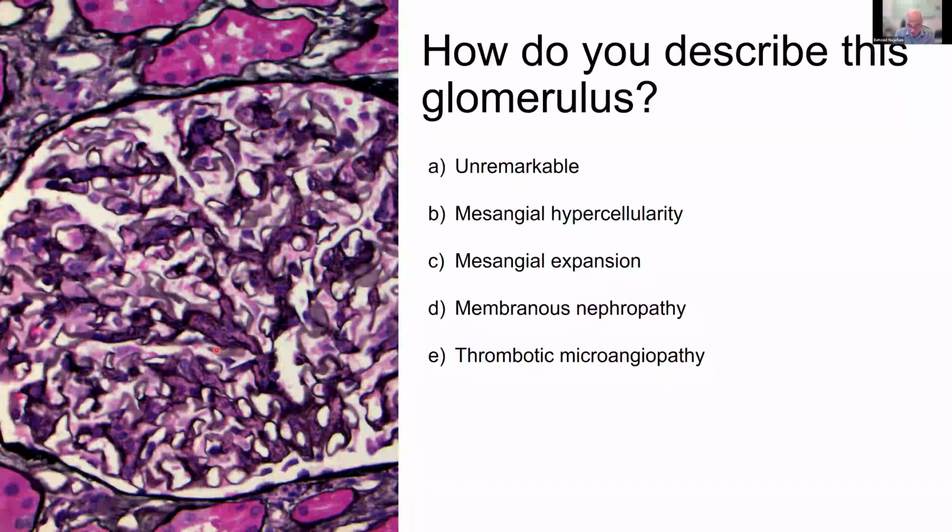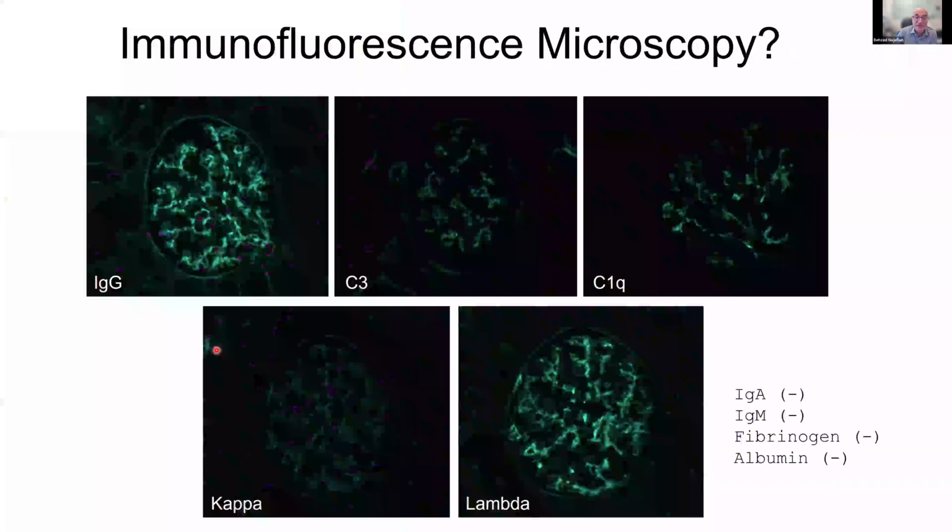Okay, so far, a little bit of mesangial expansion, focal mesangial hypercellularity, glomerular basal membranes look fine. And this is that area with mesangial expansion and a little bit of eosinophilic material. And now this is immunofluorescence microscopy.